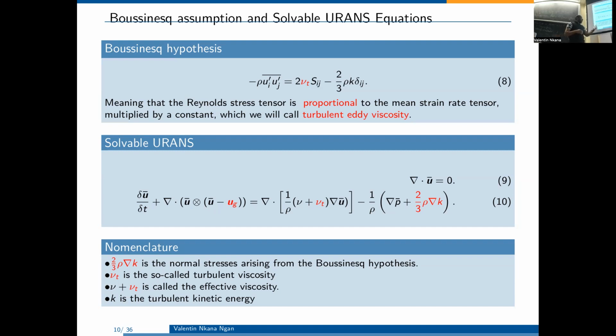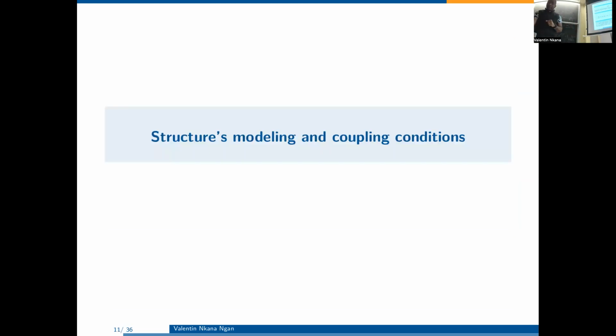The physical viscosity and the turbulent viscosity together are called the effective viscosity. We also have this additional stress arising from the Boussinesq hypothesis. So now the point is to compute this turbulent viscosity, both offline and online.